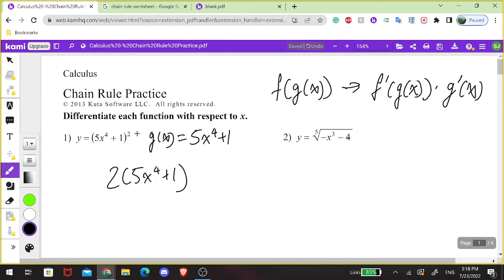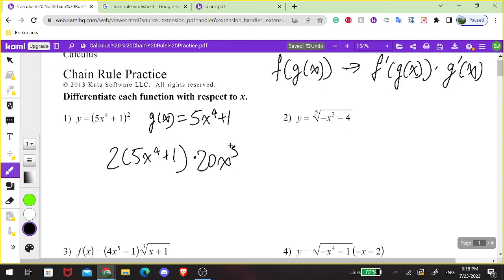Okay, now we're not done. We have to take the derivative of the inside, which is the g of x now, and this is multiplied by the derivative of this. We just use power rule again. Drop the 4, times 5 is 20. 20x to the third. Plus 1, derivative of a constant is 0, so just plus 0. And now we have 20x cubed, so this will be 40x cubed times 5x to the 4th power plus 1.